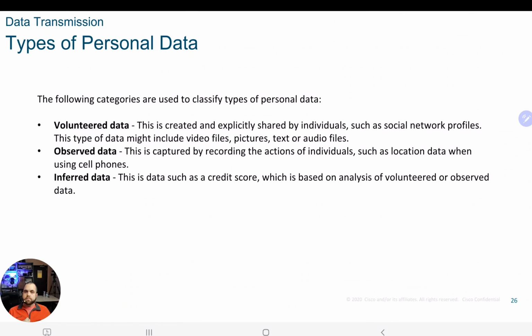So we can look at that location data and start making educated guesses on where that person was, and that's where big data also comes in. And then there's inferred data. Inferred data is going to be things like credit score, which is based on the analysis of the two types of data that are there. So both volunteered and observed data.